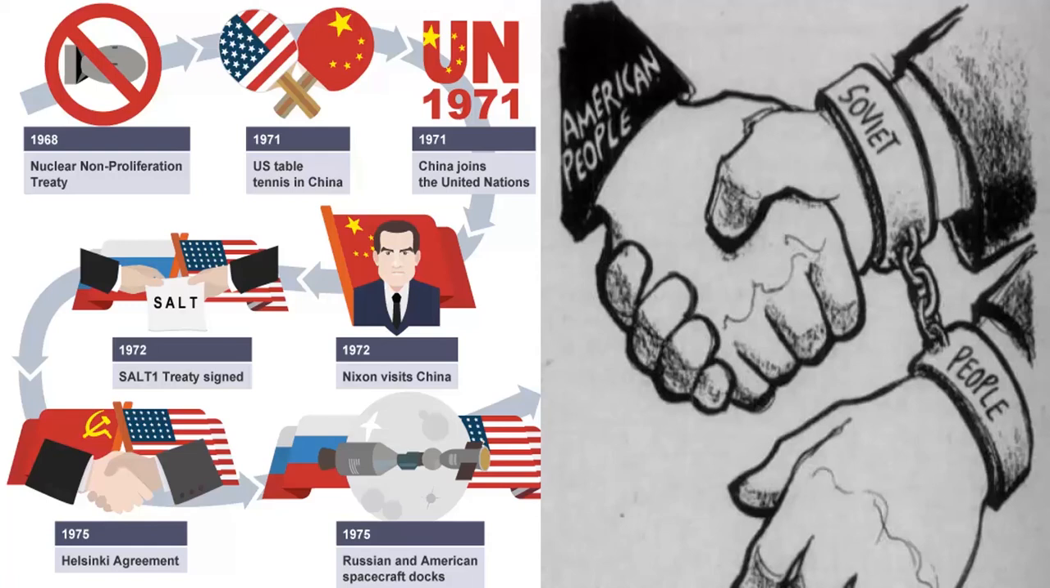And the second picture, the picture on the right, is a caricature about detente as well. And it shows that Soviet people were in fact excluded from this.